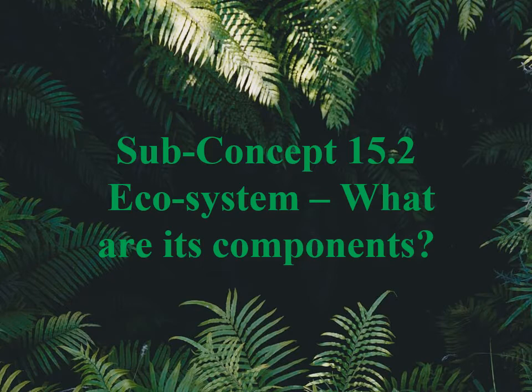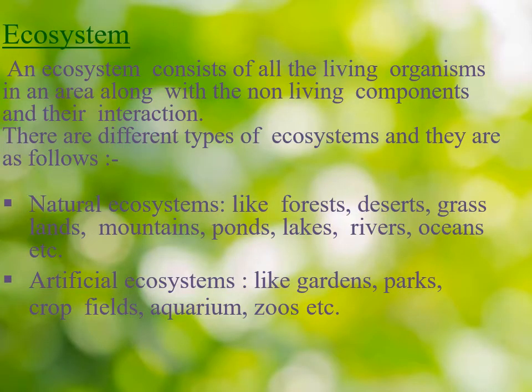Concept 15.2. Ecosystem. What are its components? An ecosystem consists of all living organisms in an area along with the non-living components and their interaction. So the interaction means the interlinking or interdependence. There are different types of ecosystem and they are as follows. The first one is the natural ecosystem, and the second type is the artificial ecosystem. A natural ecosystem is naturally formed, like forest, desert, grasslands, mountains, ponds, lakes, rivers, oceans, etc. Artificial ecosystems are like gardens, parks, crop fields, aquariums, zoos, etc.